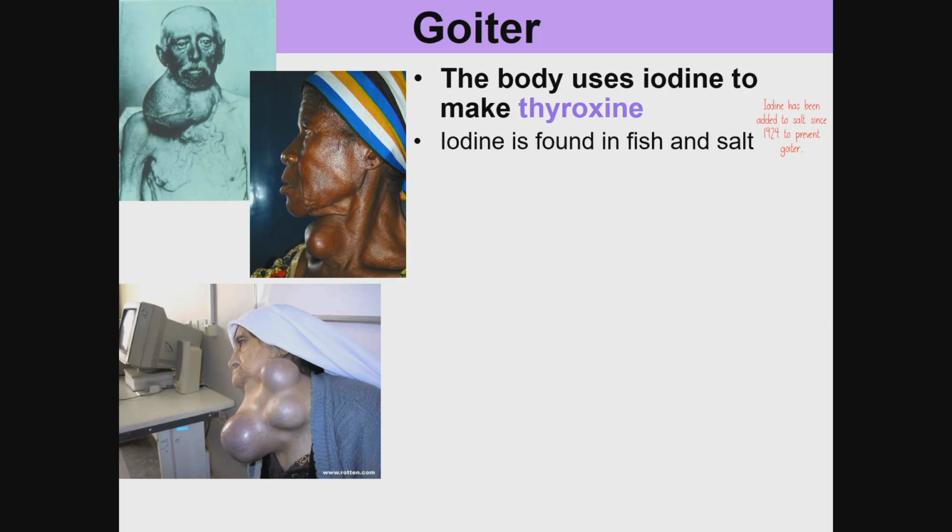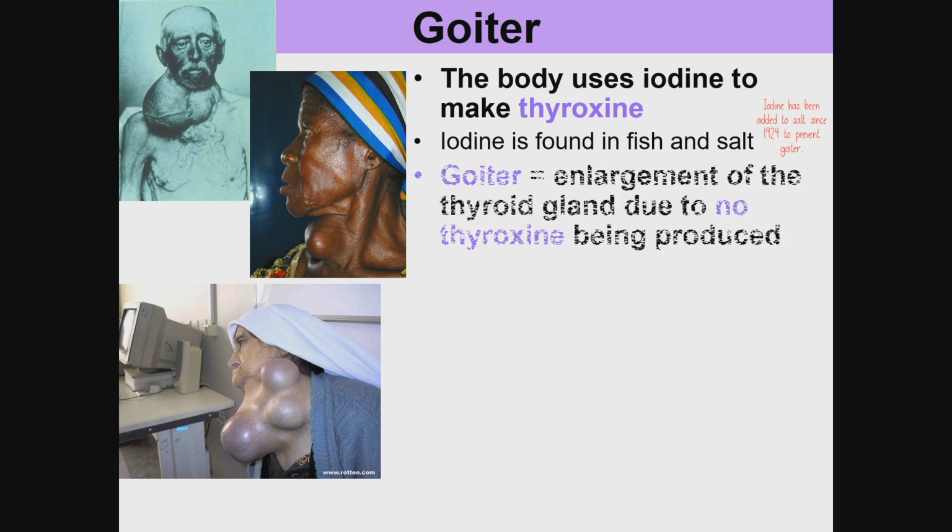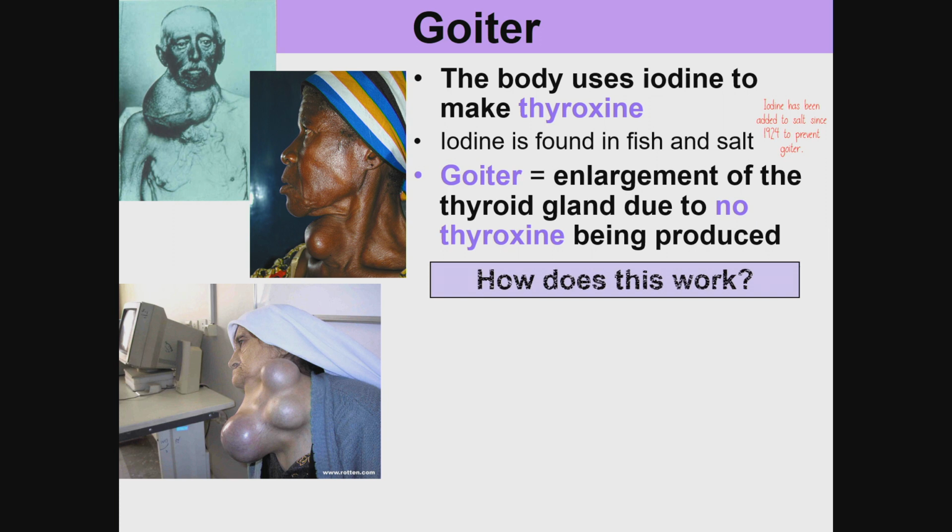The body uses iodine to make thyroxine. Iodine is found in fish and salt and has been added to salt since 1924 to prevent goiter. Goiter is enlargement of the thyroid gland due to no thyroxine being produced.